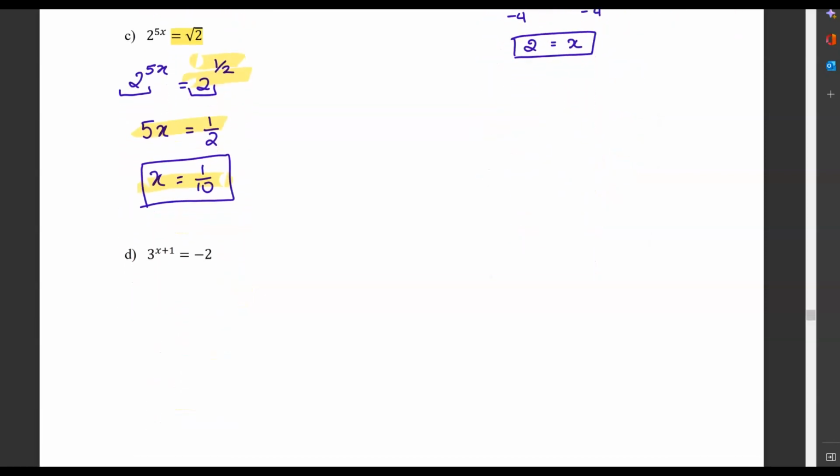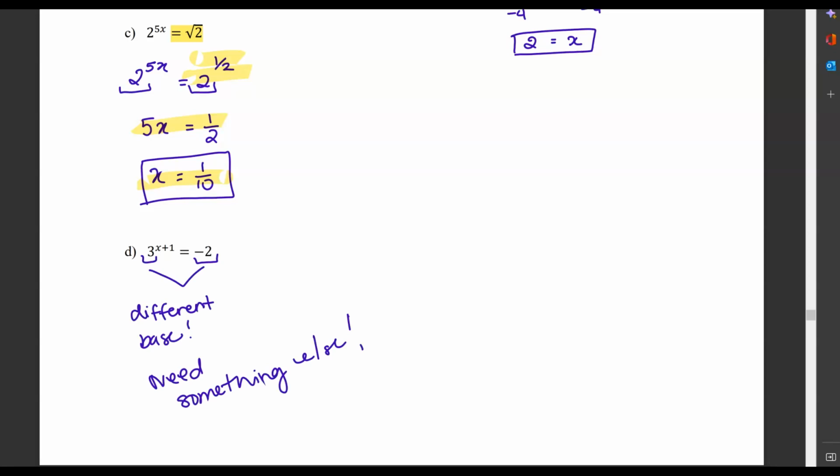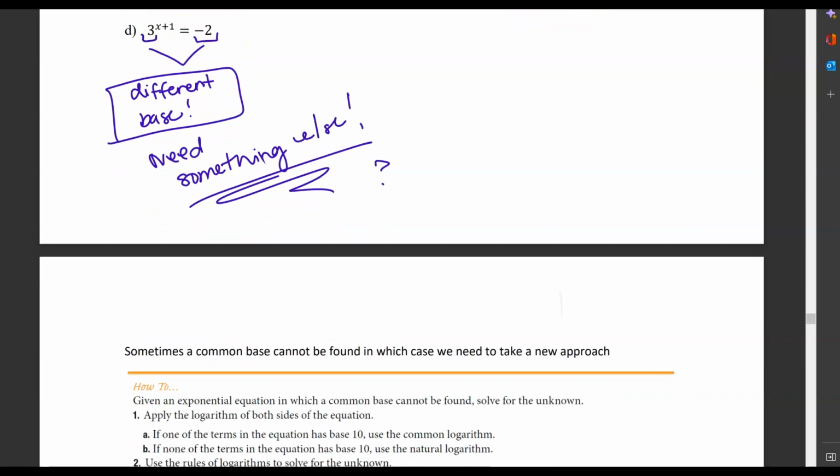Let's see. D, go ahead and give it a try. All right, so unlike the other ones, for D, we are not able to write 3 and negative 2 with the same exact base. So we can't use this property that we were using, so we do need something else. Okay, we're going to talk about what that something else can be. But for now, with this property, we can't do it.